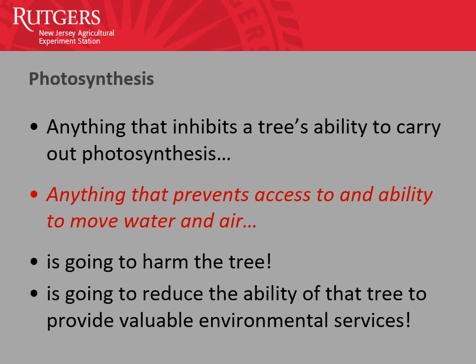So anything that inhibits a tree's ability to carry out photosynthesis, or we could also think about that in terms of anything that prevents a tree's access to air and water, or prevents a tree's ability to move air and water, is going to harm the tree. And that is therefore going to reduce the tree's ability to provide those valuable environmental services. So if we damage a tree's root system, or if we take off too many leaves, and the tree isn't able to draw water out of the soil or carbon dioxide out of the air at the same rate that it was before we caused that damage, or before it had that insect infestation, then it's not going to be able to photosynthesize as successfully, and it's not going to provide the same amount of those benefits that we come to rely on the trees for.